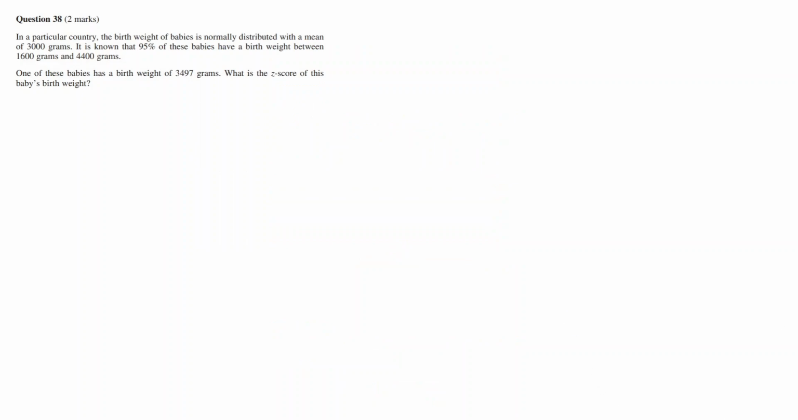So what I'm being told is that 95% of the values are between 1,600 and 4,400. Eventually, what do I need to calculate? I need to calculate the Z-score. So let's first think about what the formula of Z-score is. Z-score is equal to the value, which is 3,497, minus the mean, which is 3,000, divided by standard deviation, right? That is the Z-score.